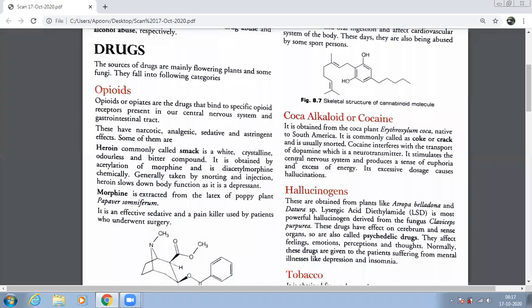It interferes with the transport of dopamine, which is a neurotransmitter. What do you know about dopamine? Ma'am, it is a neurotransmitter, it carries messages. So you have heard about dopamine? Yes, ma'am.